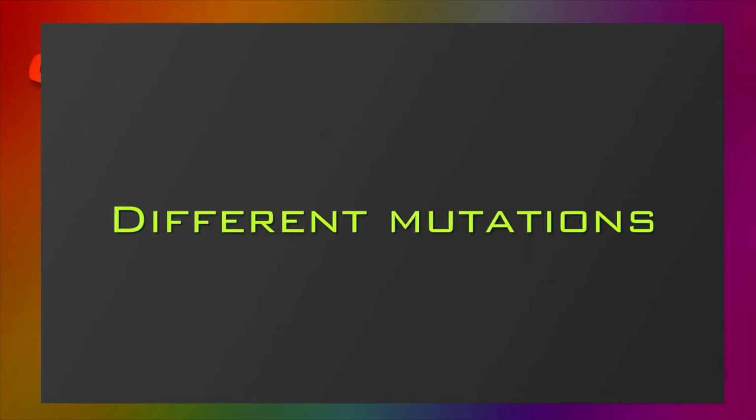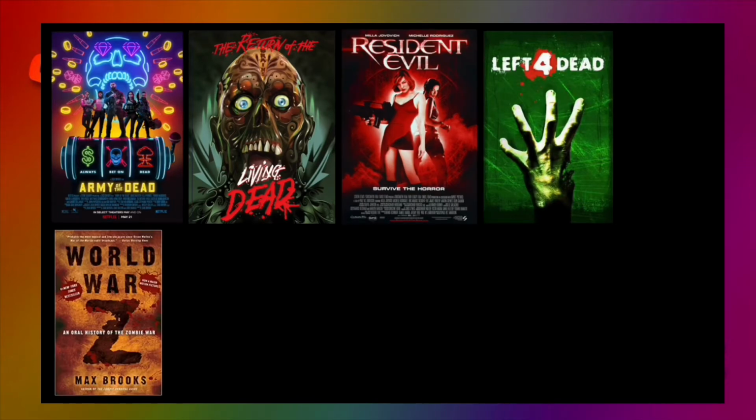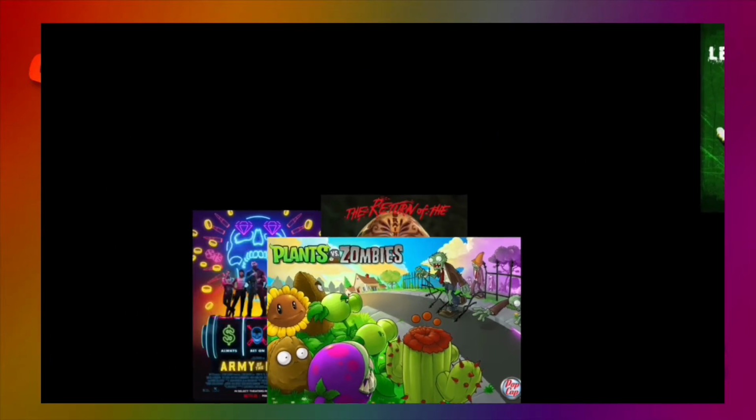Wait. Different mutations. In zombie media, it's very common for there to be multiple types of zombies. These mutations are very common in Army of the Dead, Return of the Living Dead, Resident Evil, Left 4 Dead, World War Z, and Plants vs. Zombies. Also probably many, many more.